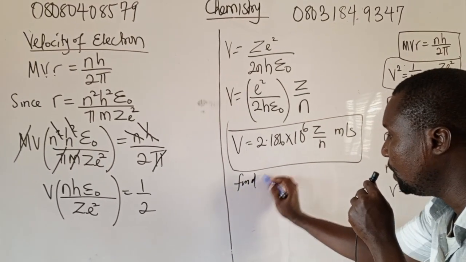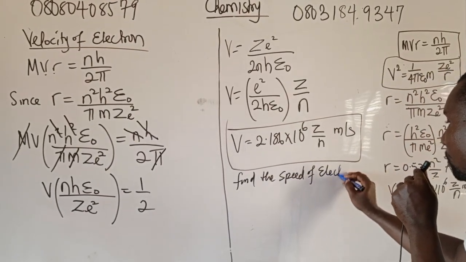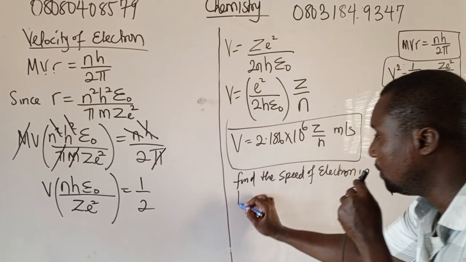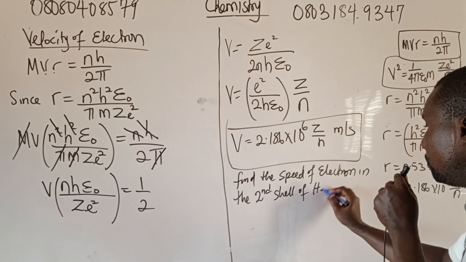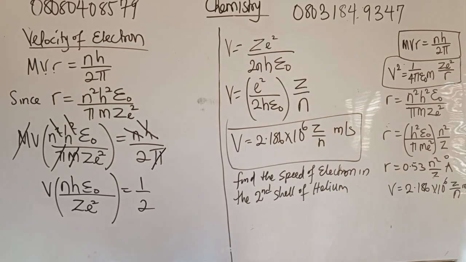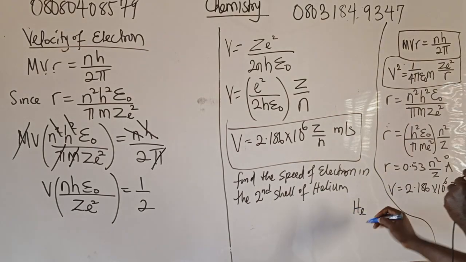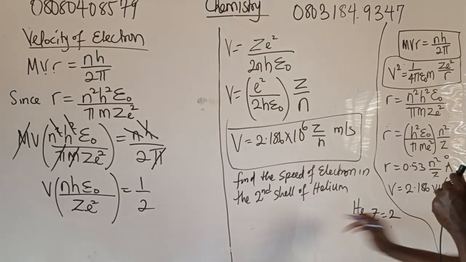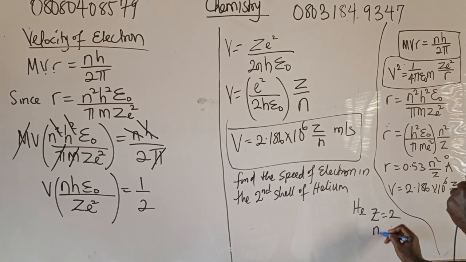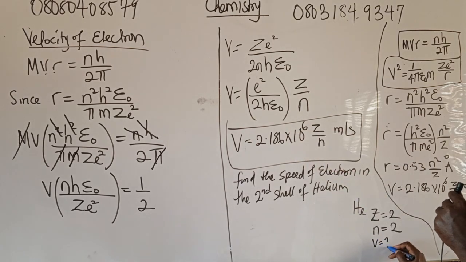Take this question: find the speed of the electron in the second shell of helium. Don't forget, helium has atomic number of 2. That means Z for helium is 2. And they say second shell, that means n is the number of the shell, that is 2. Then they say find the velocity, the unknown.